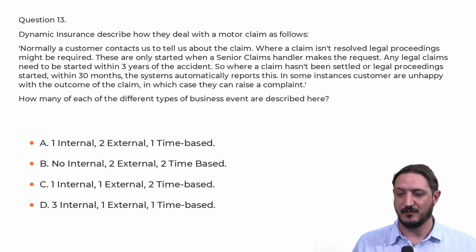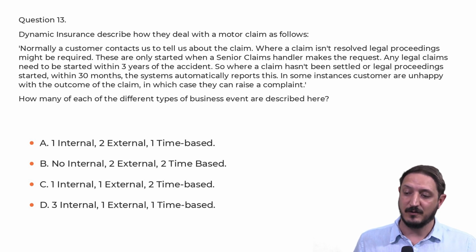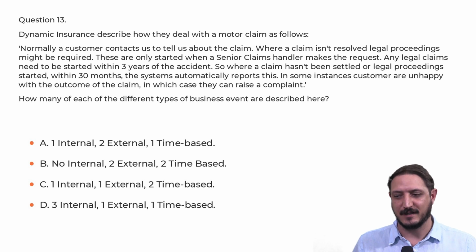And then if we look quickly through B, 2 external, 2 time-based, no internal, that is incorrect. C is 1 internal, 1 external, 2 time-based. We didn't find any extra time-based ones; we only had 1 time-based one, not 2. We look at D, 3 internal, that's incorrect. We only had 1 internal. So clearly A is the correct answer here.